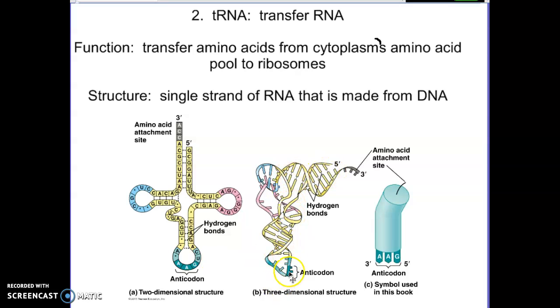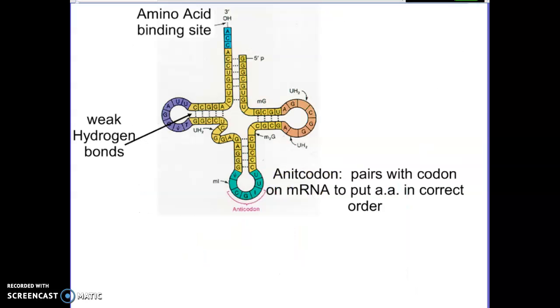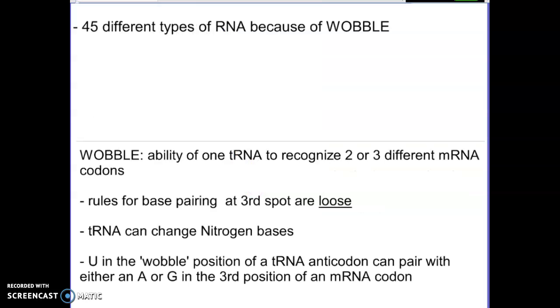Here's a 3-dimensional structure, which I don't care for at all. And then this one that your book uses most frequently, it looks like a little firecracker to me. So the anticodon is here, and it doesn't show you all the other A's and U's and C's and G's that make up this codon. It only shows you the anticodon, but this is the one that your book uses most frequently. So here's the anticodon, and here's where the amino acid would attach to. Okay, so remember, the anticodon pairs with the codon, so that way it knows it's in the correct spot.